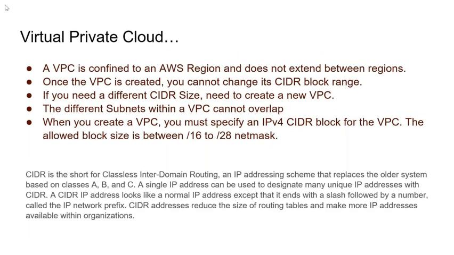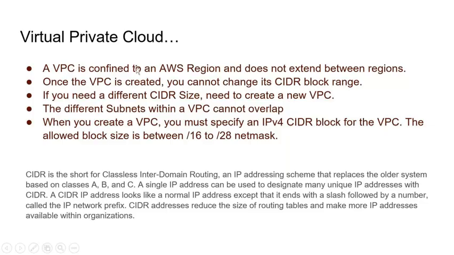Now, virtual private cloud continues here. A VPC is confined to an AWS region and does not extend between regions. So one VPC is for one region. Remember, one VPC is for one region, and in the same VPC it will cover all the availability zones.